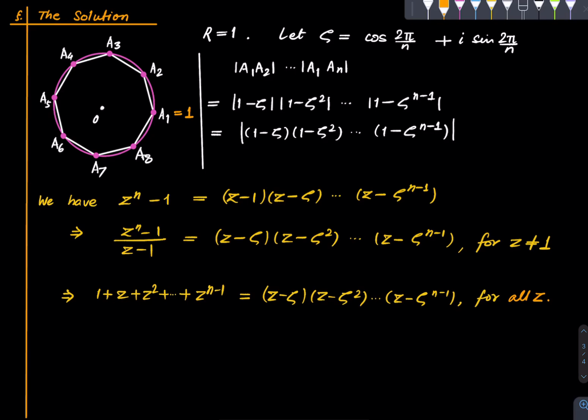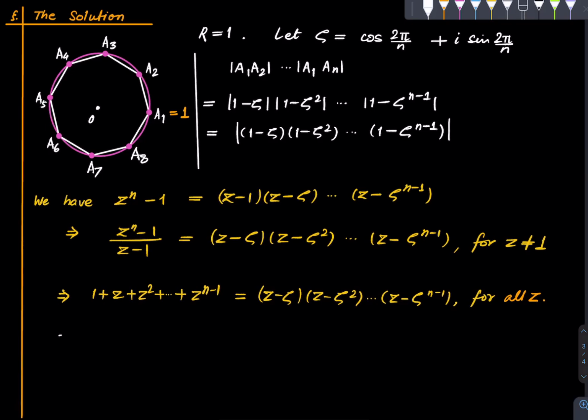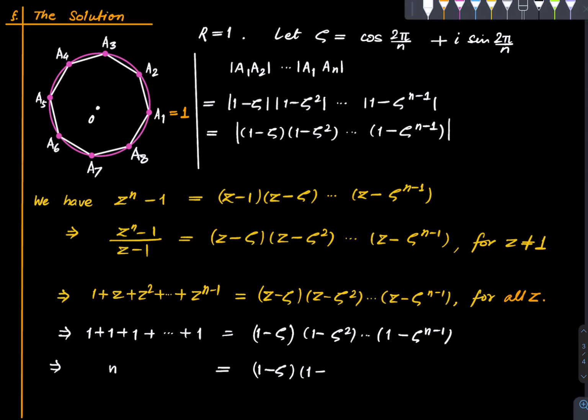And now we can substitute z equals 1. So this implies 1 plus 1 plus 1 plus dot dot dot plus 1 equals 1 minus zeta, 1 minus zeta squared, dot dot dot, 1 minus zeta to the power n minus 1, which implies n is equal to this thing. And you can take the magnitude on both sides if you like, but that doesn't change anything. It's already a positive real number.